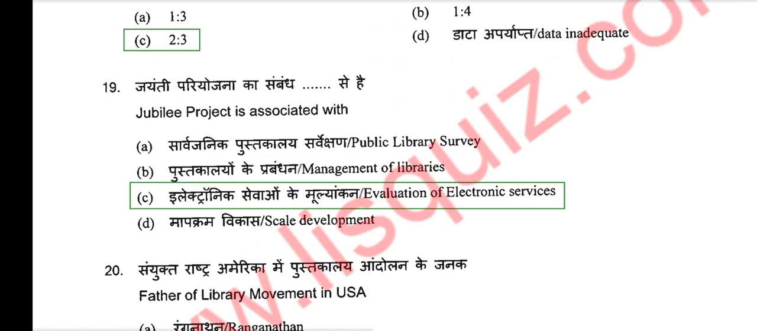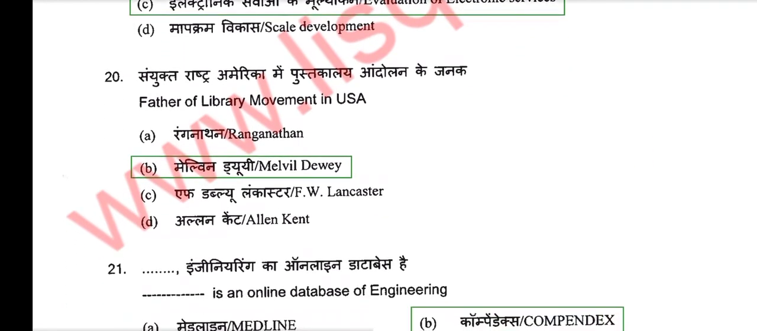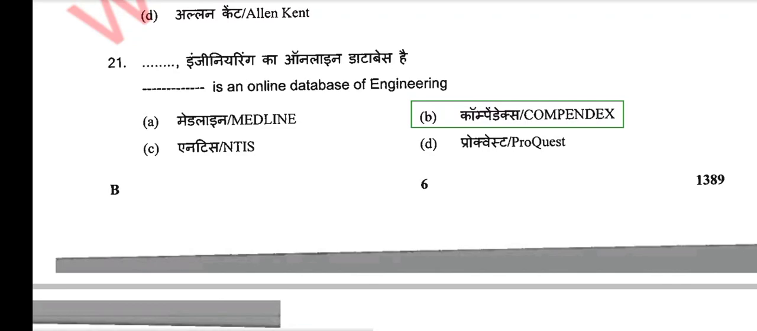Question number 19 says Jubilee project is associated with, and the option is C, evaluation of electronic services. Question number 20, father of library movement in USA, Melvil Dewey. Option B. Question 21 says that DAS is an online database of engineering, and the correct option is B, Compendex.